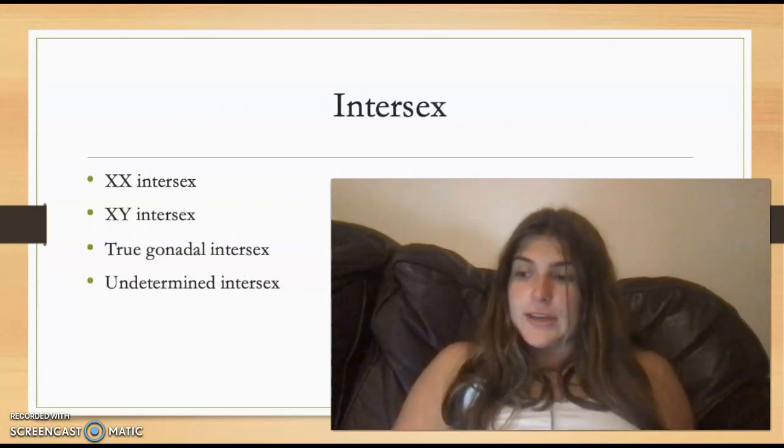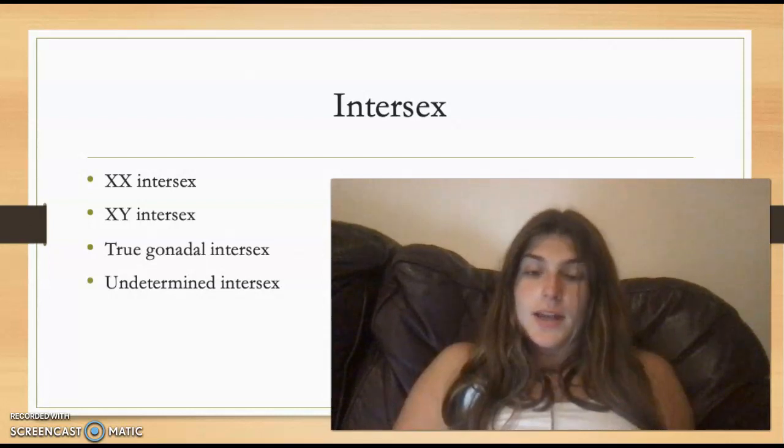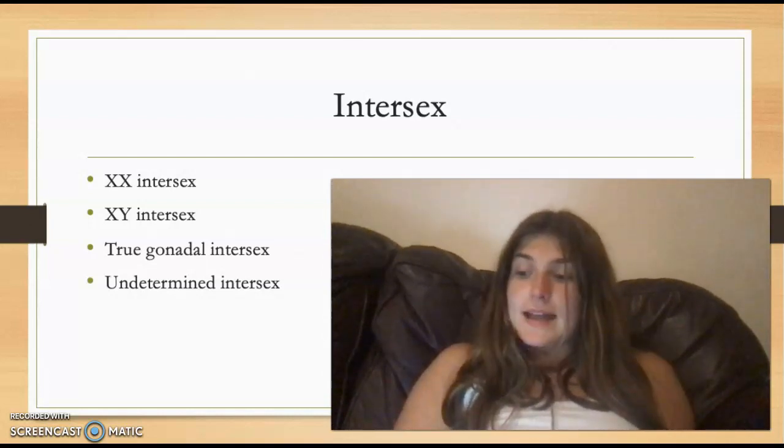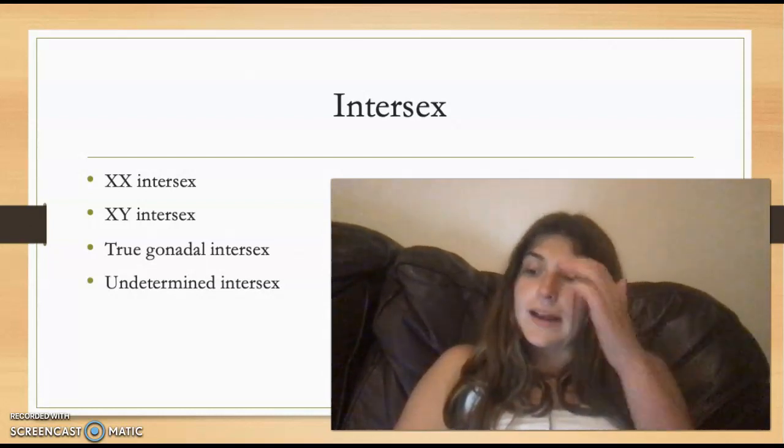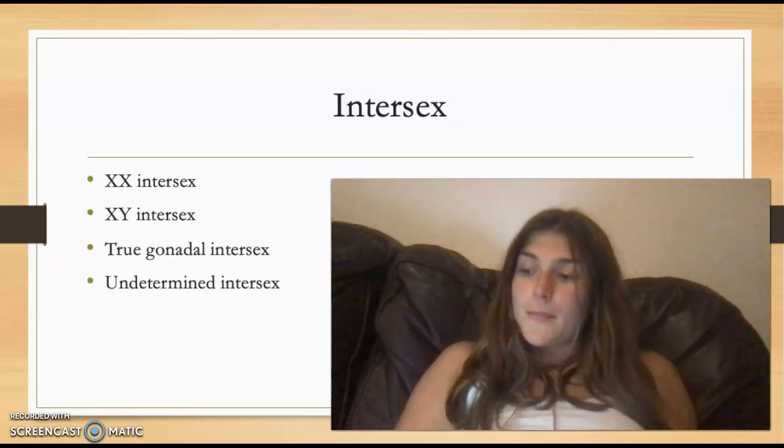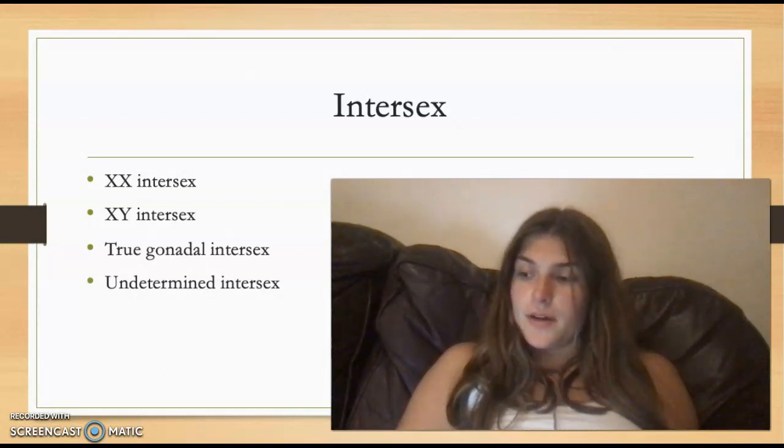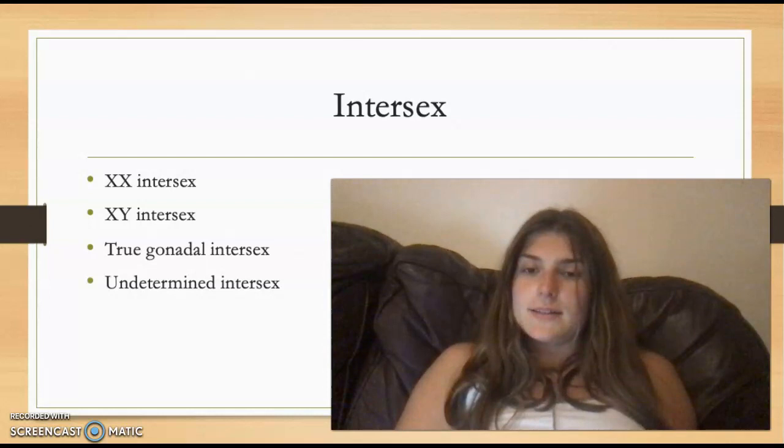Sometimes this sexual differentiation does not occur how it's supposed to and results in an intersex child. There are 4 types of intersex conditions: XX, XY, true gonadal, and undetermined. In an XX intersex person, the person has the chromosomes of a female but may have male-appearing genitalia. This can be caused by testosterone being taken or encountered by the mother during pregnancy, a male hormone-producing tumor in the mother, or congenital adrenal hyperplasia, which causes the adrenal glands to not function properly.